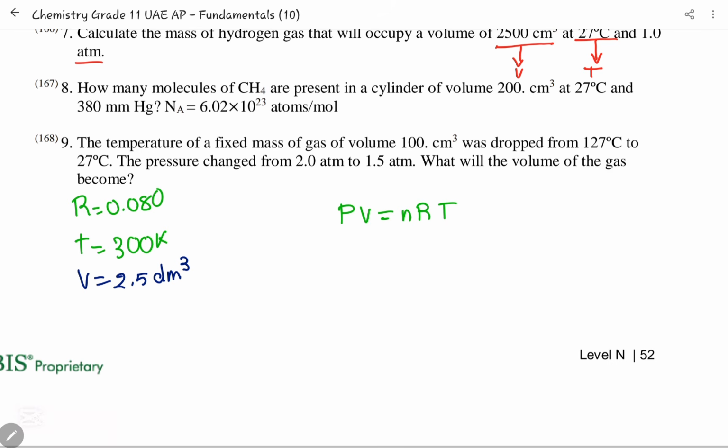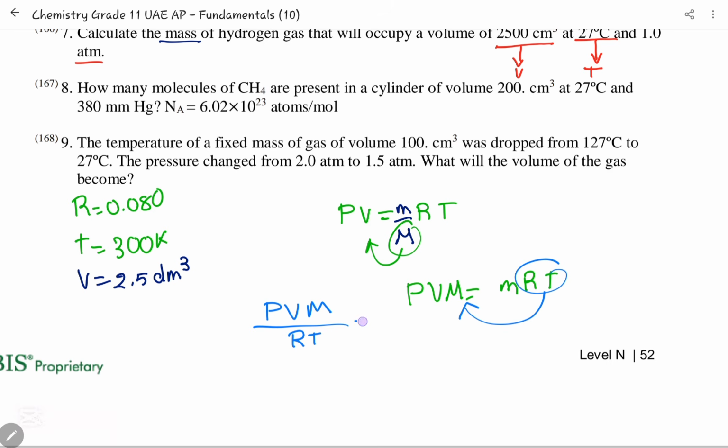And now here's the important part. They want us to find the mass, but we have number of moles. But we know that number of moles is mass over molar mass. But we are looking to find the mass, not the molar mass. So we could move the molar mass to the other side. So PV times molar mass is equal to mass times RT, right? So then I want to find what? I want to find the mass, so I'll move RT to the other side. So PVM divided by RT is equal to the mass.